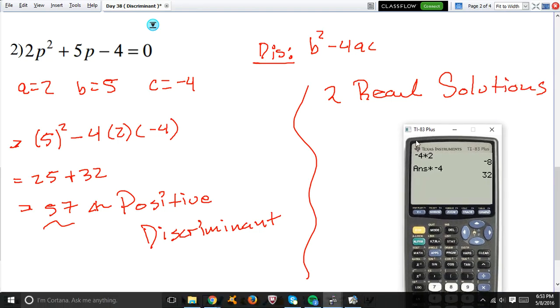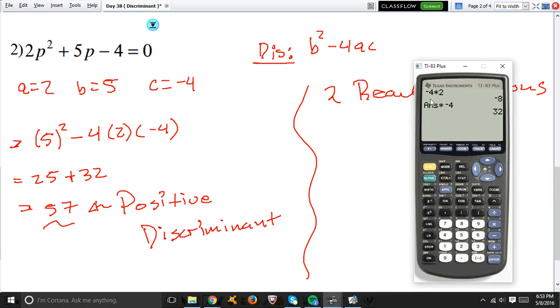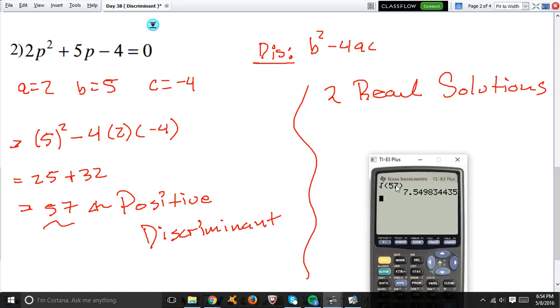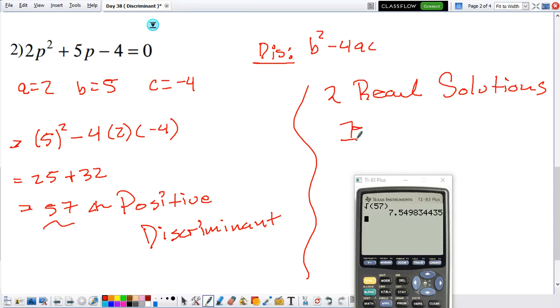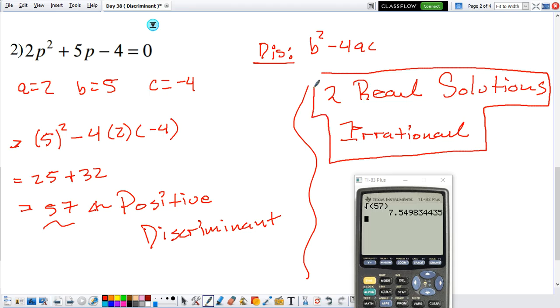Now, let's see. Can we take the square root of 57? The square root of 57 gives us a decimal, so 57 is not a perfect square. That means we have two real solutions and they are irrational. This is our conclusion. We take the discriminant, we saw that it was positive, so we have two real solutions, and because 57 is not a perfect square, we got irrational solutions.